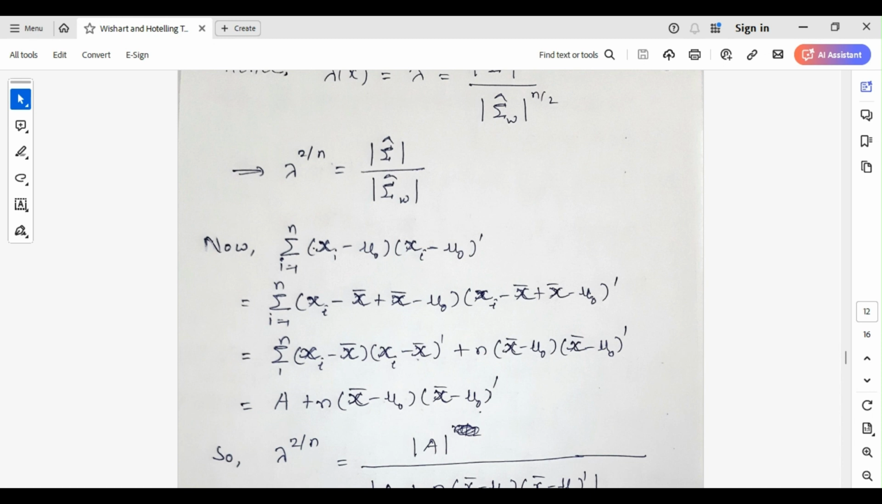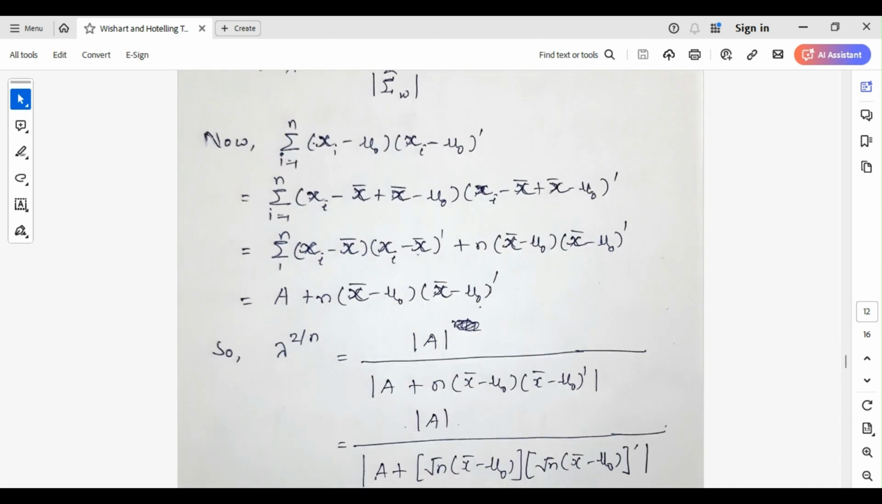So the last term will be summation x bar minus mu naught into x bar minus mu naught transpose. So we are adding the same matrix n times, and so this will be n times x bar minus mu naught into x bar minus mu naught transpose. So notice that this itself is a p by p matrix. So this is also a p by p matrix, and this is also a p by p matrix. So for our convenience, we are calling this matrix capital A, and then this will be n times A plus n times this.